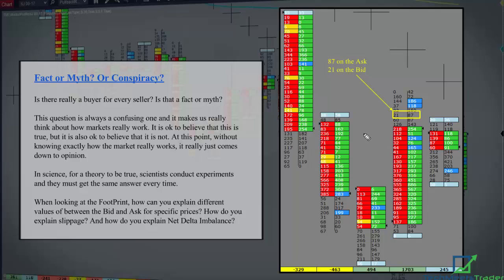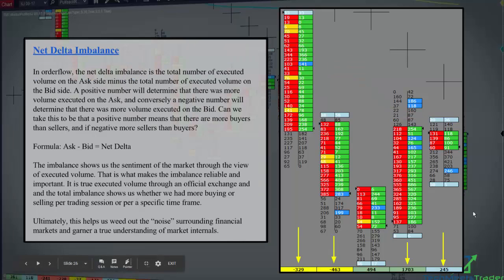If there were really a buyer for every seller, wouldn't we see 87 on the ask and 87 on the bid, or 21 on the bid and 21 on the ask? Why is there a difference? Could it be that there were more buyers than sellers? I like to believe so, because we see this continuously. It is true time and time again. So what's a net delta imbalance? And what is slippage? I'll get to those.